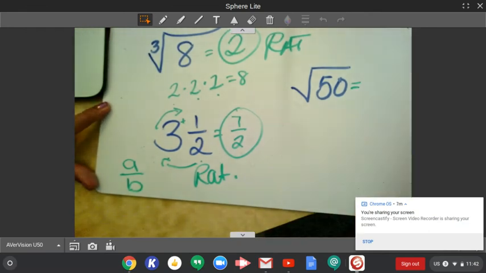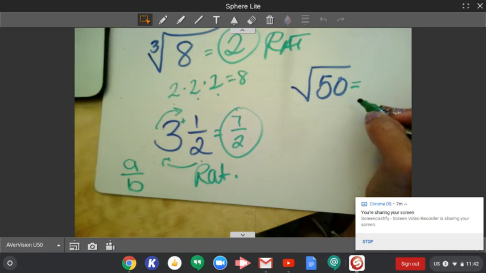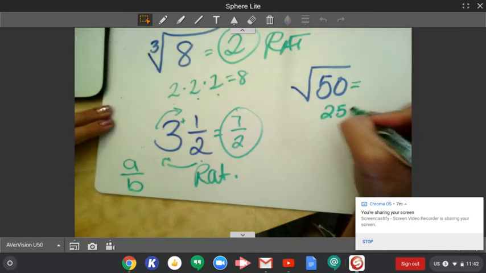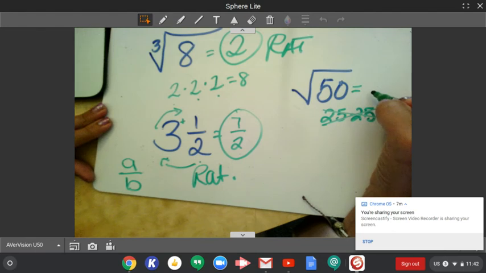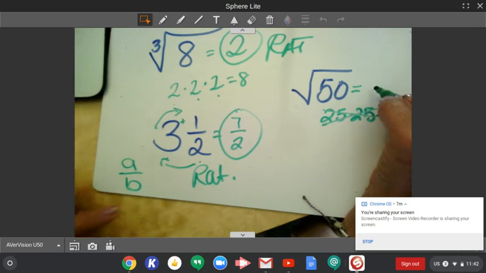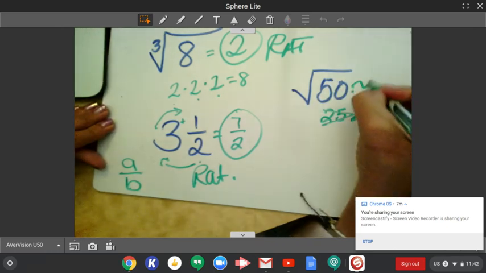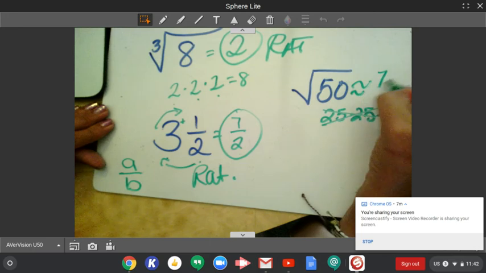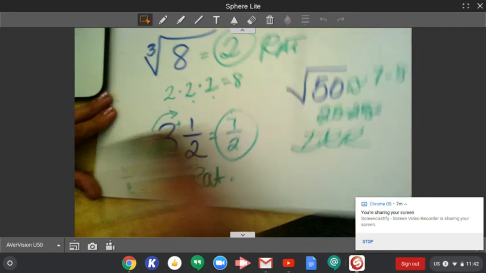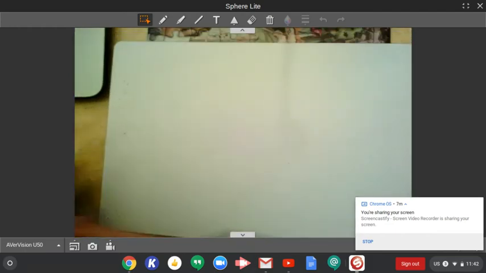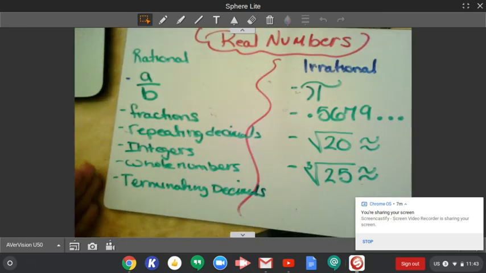Let's look at this one. Is there a number times itself that equals 50? Some people might say 25 times 25. No, that would be too high. There's no exact number, because 6 times 6 is 36, 7 times 7 is 49, and 8 times 8 is 64, so it's a number between 7 and 8, but there's no exact value. I'll say it's a number between 7 and 8, approximating, but because I am estimating, it is an irrational number. So that is just a brief description of classifying real numbers as rational or irrational.